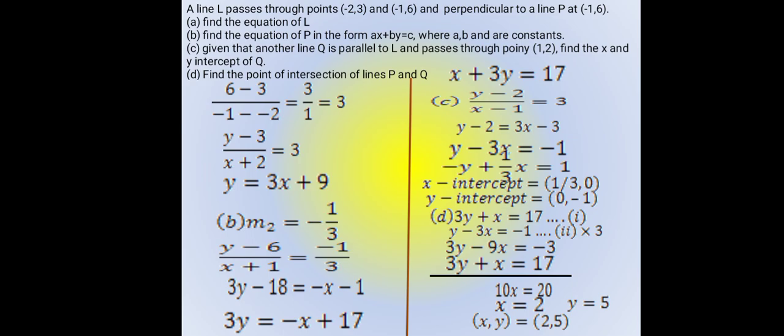Now, we have been told, part C, that there's another line parallel to L that passes through (1, 2). Parallel lines have the same gradient. Our line L has a gradient of 3. Now we can find change in y using (1, 2) equated to the gradient of 3, and this gives us that our line, which is parallel to L, is y minus 3x equals -1.